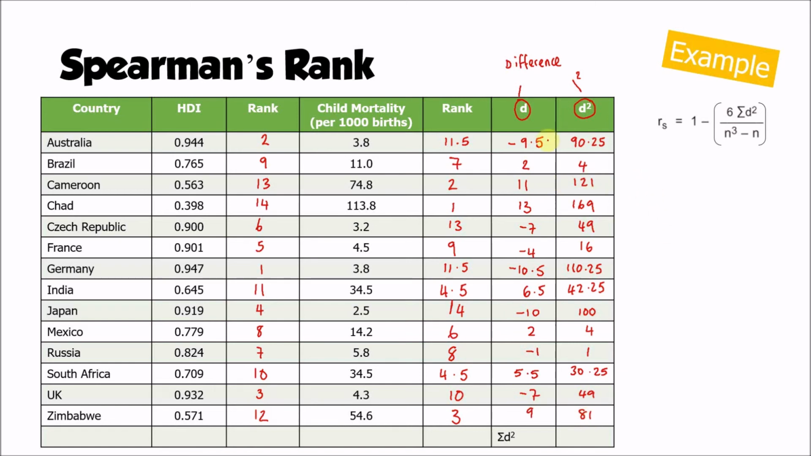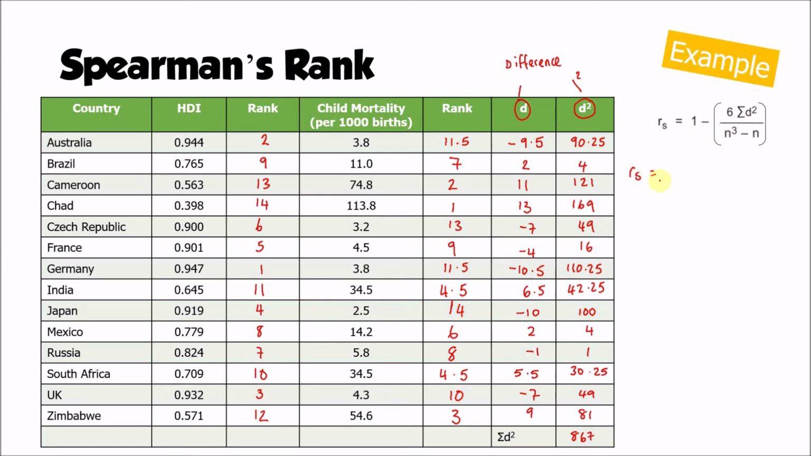So there we have the difference between our ranks in this column and then the squared value in the final column. Last thing we need to do is add all of those numbers up. So if we get our calculators out and do that, we would get a value of 867. What we can now do is take this number and substitute it into our Spearman's rank equation.